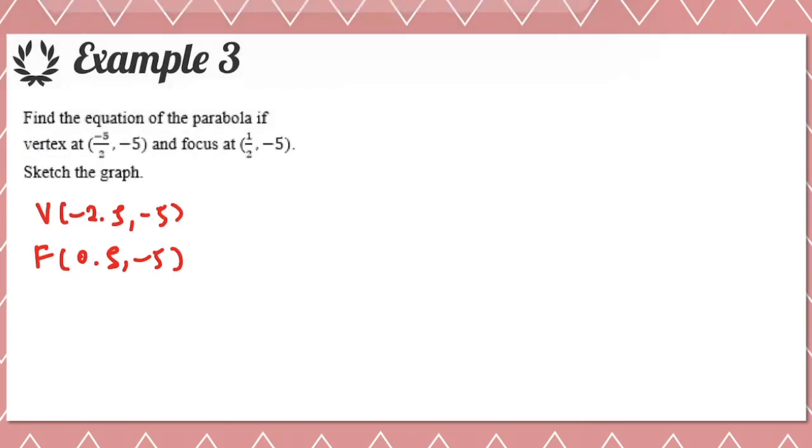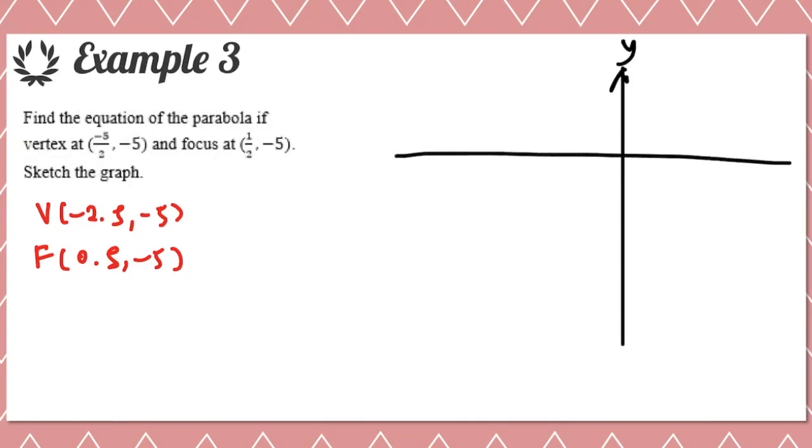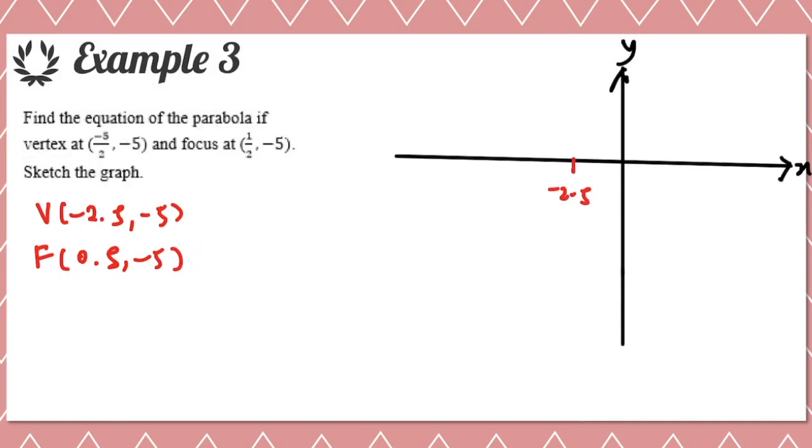In order to answer the question, the first step is we need to graph it. So let's graph the equation. Draw your y-axis and let's draw our x-axis. Let's fill in our vertex. The vertex is (-2.5, -5). So that is your vertex, (-2.5, -5).